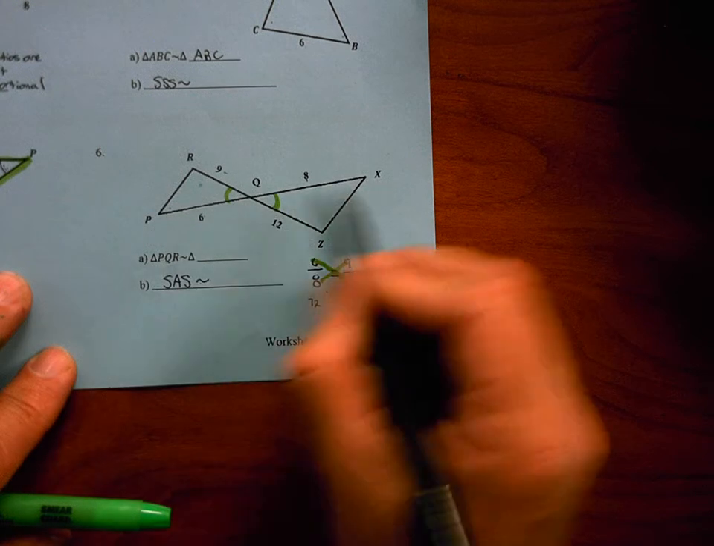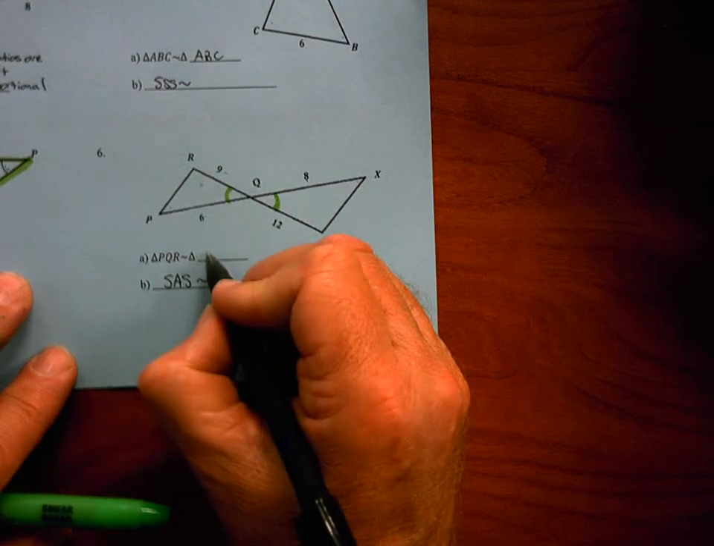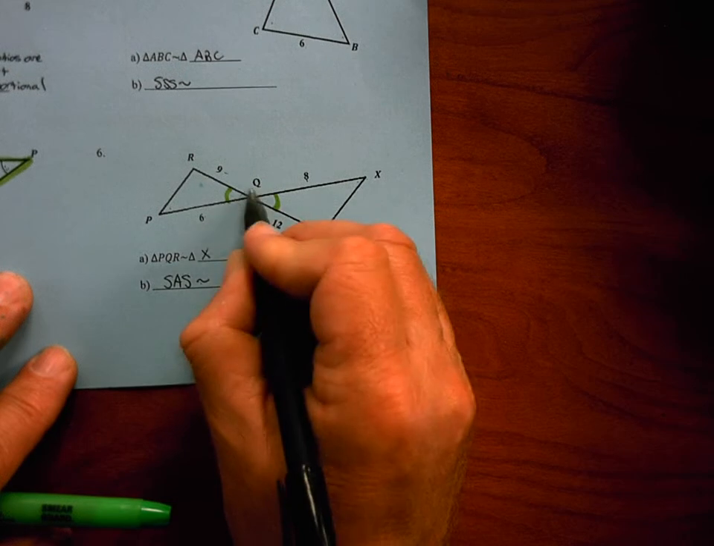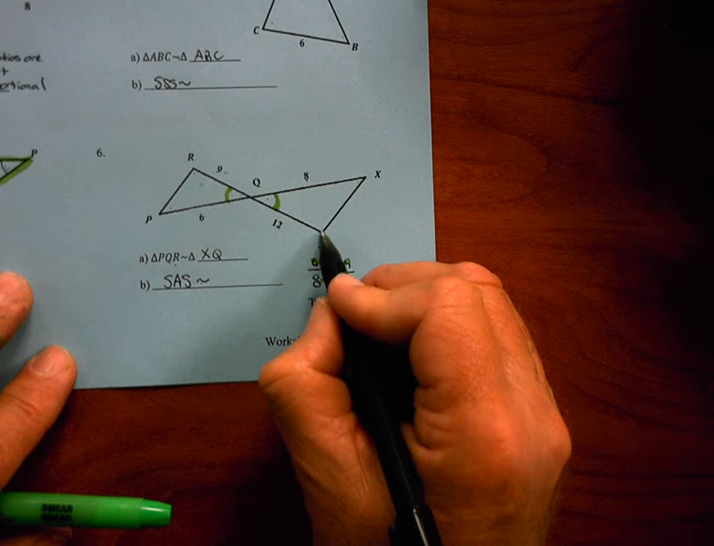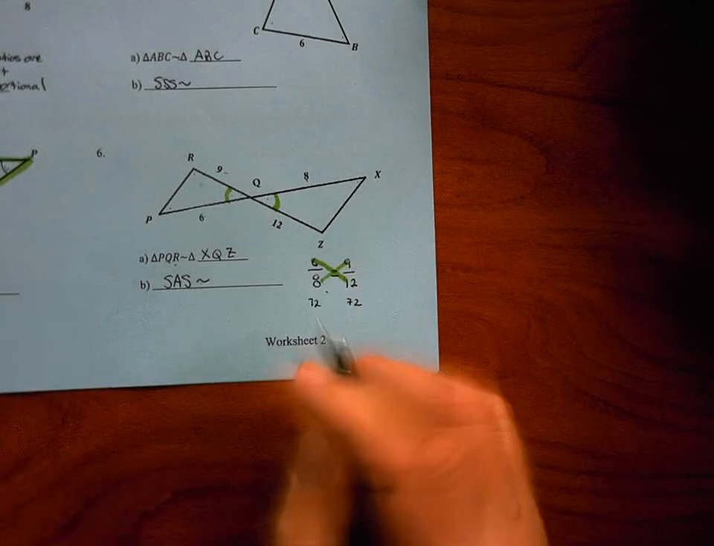Okay, so triangle PQR, P is the first letter. It would match up with X. Q is the second letter. It would match up with Q. And then R, the third letter, would match up with Z. There we go. That would be number 6.